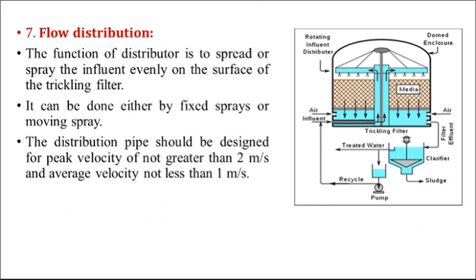And the last one, the flow distribution over the surface of the trickling filter. The function of the distributor is to spread or spray the influent wastewater evenly on the surface area of the trickling filter. It can be done either by fixed sprays or moving sprays. The distribution pipe should be designed for a peak velocity of not greater than 2 meter per second and an average velocity of not less than 1 meter per second.